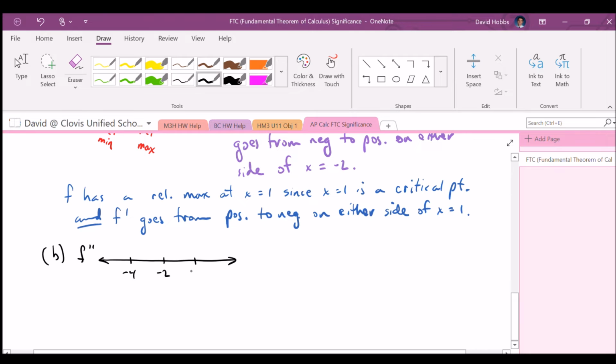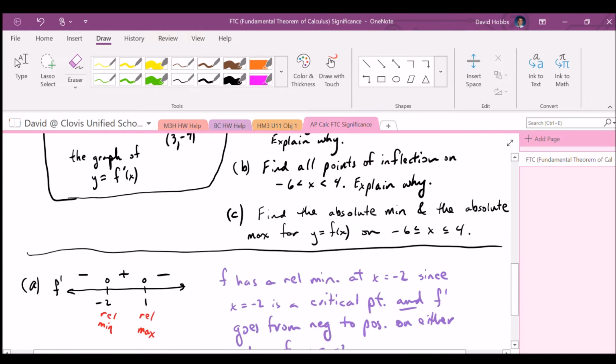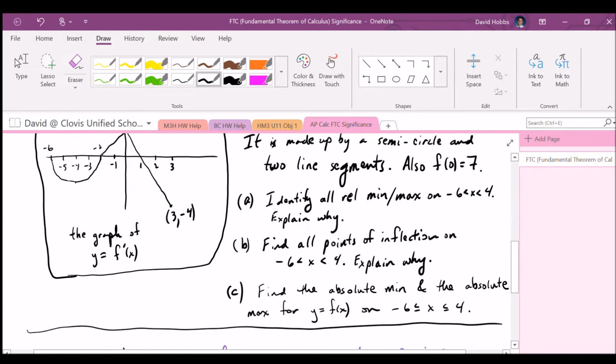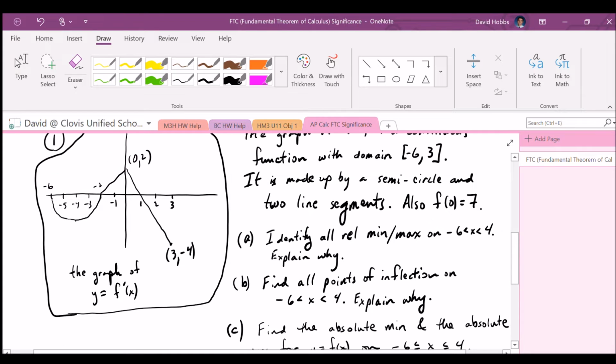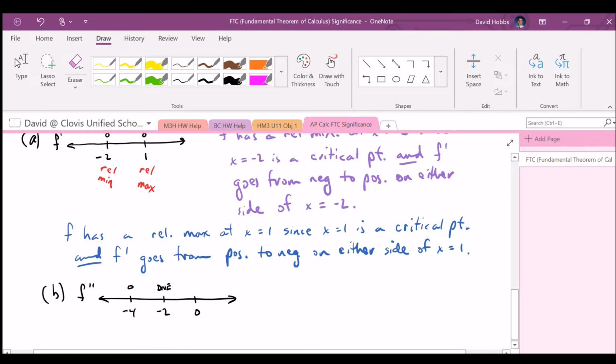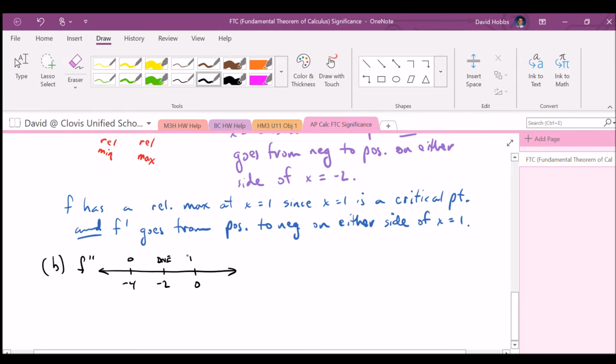And I've got 0, and at -4 the second derivative was 0, and at -2 it does not exist because it had that little corner right there, so the slopes are not approaching each other right there at that corner. And then at 0 it does not exist again.